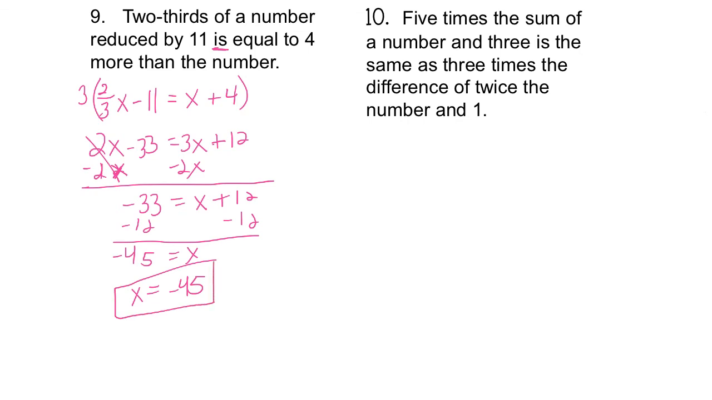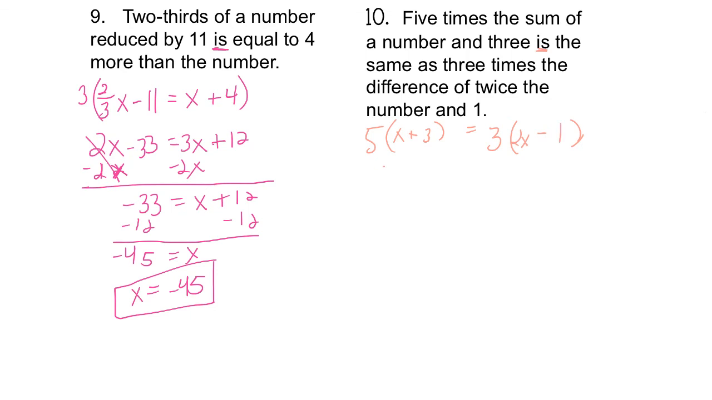One more. This one's for you to do. 5 times the sum of a number. 5 times the sum. That means we're going to have parentheses with a plus, of a number and 3. So x plus 3 is the same as 3 times the difference. That means there's a minus in our parentheses of twice the number and 1.